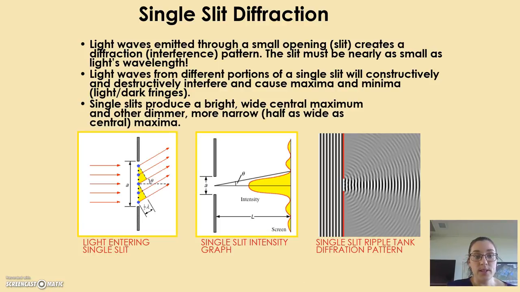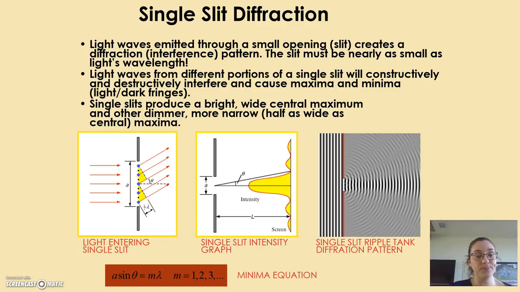Now, single slits produce a bright bit in the middle, which is called our central maxima, and then there will be other maxima on either side, which will be bright ones, with dark ones in between. It's our minima and maxima equation. We'll have a look at that most likely next year, but it's there if you'd like to have a look.